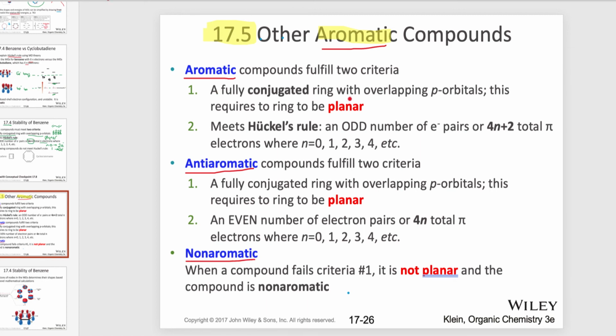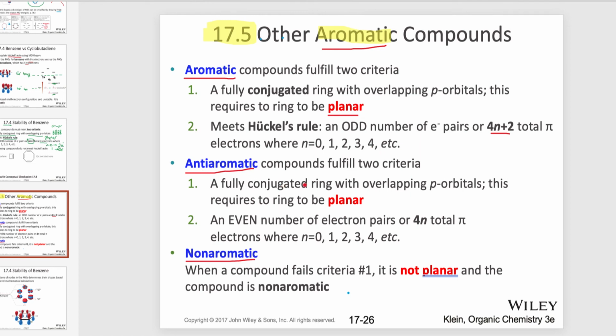Fully conjugated system with overlapping p orbitals, which means it has to be planar. Meets the Huckel rule, 4n plus 2, so 2, 6, 10, 14, 18 have the potential to be aromatic, but they need to be planar. So we go in steps of 4. We start with 2, plus 4 is 6, plus 4 is 10, plus 4 is 14, plus 4 is 18.